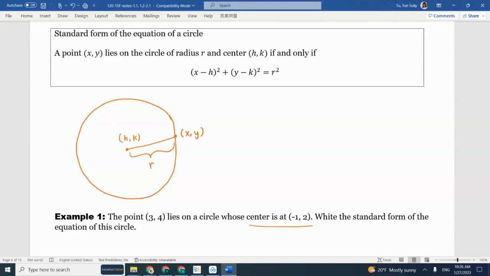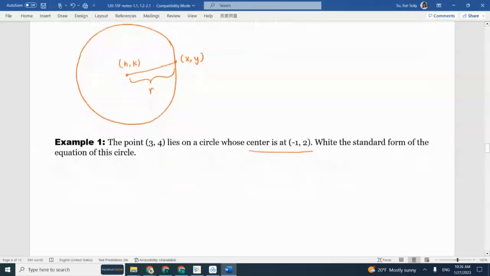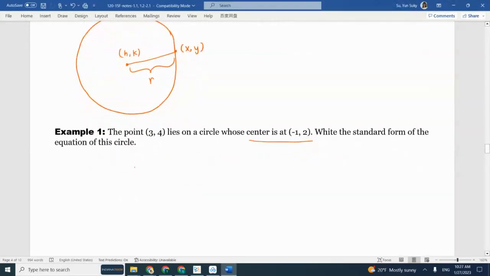You have the center and you have a point on the circle, right? So radius is just the distance between them. So we use the distance formula. Do you still remember the distance formula? (x2 minus x1) squared plus (y2 minus y1) squared. Yeah, everybody?